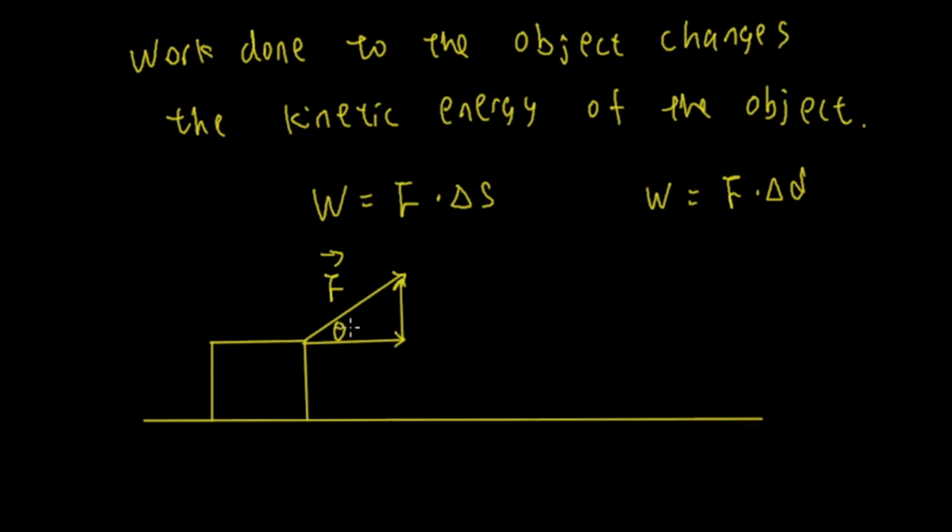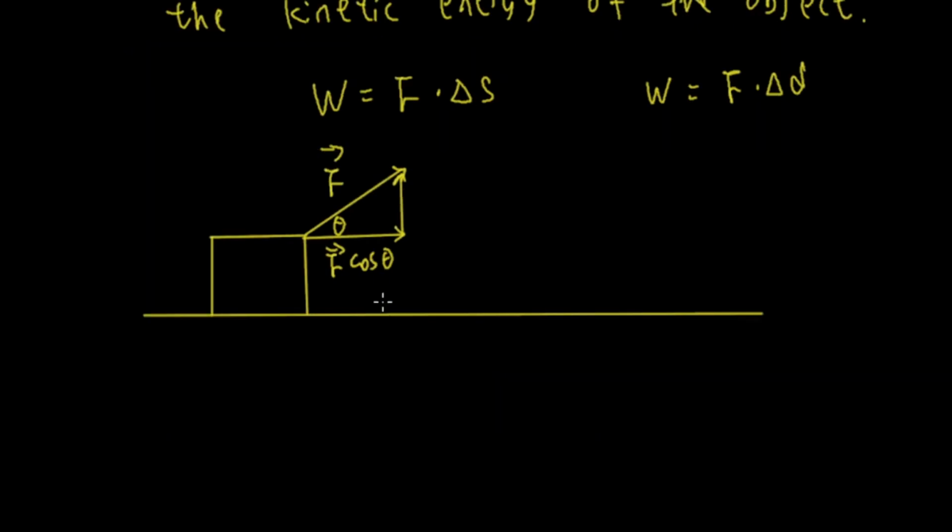So there's an angle here, theta, let's say. But what do we care about? We care about the horizontal component here. Now, what's the horizontal component? According to trigonometry, we know that this is force times cosine theta. So the work done to move this object will equal force cosine theta times change in displacement. Let's use delta D. So that would be the formula for the work done on this object.